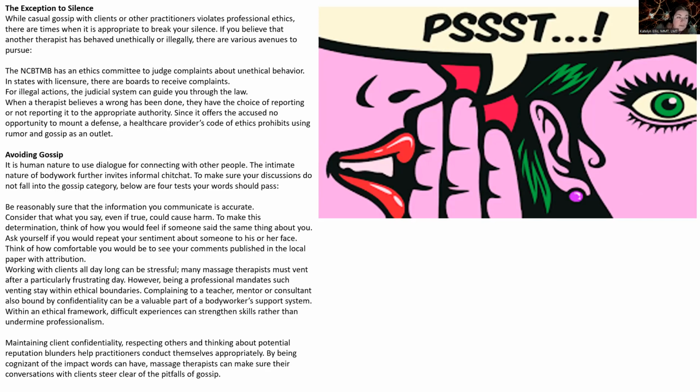Again, avoid gossip. It's human nature to use dialogue for connecting to other people. All right. And the intimate nature of body work really invites informal chit chat. I mean, they're face down. You're not even looking at them. You're already touching their semi-nude body. It feels like a very close, personal connectedness that you have with this person. And you can make the mistake, and they very often make the mistake of oversharing. All right. You might want to pause here and look that there are 4 tests that your words should pass.